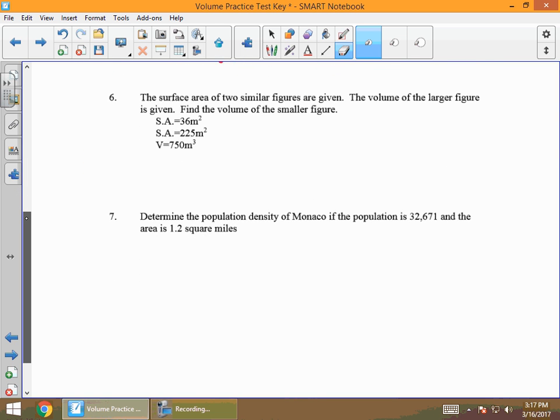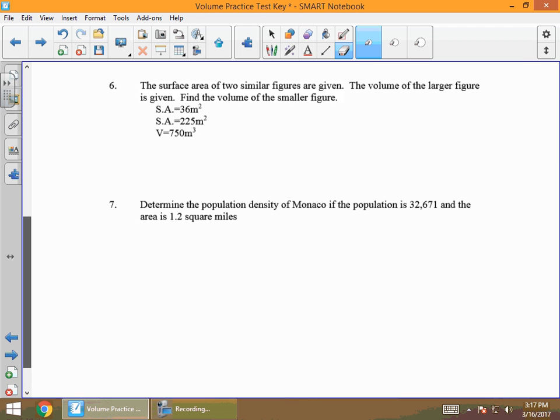Number 6, there's a problem just like this one on there. I will give you either areas or volumes. So in this case, I give you 2 areas. And remember the things we're looking for: scale factors, areas, and volumes.